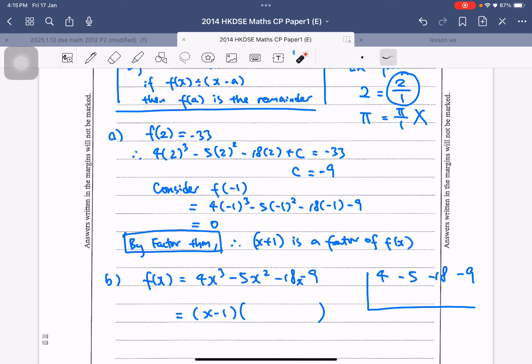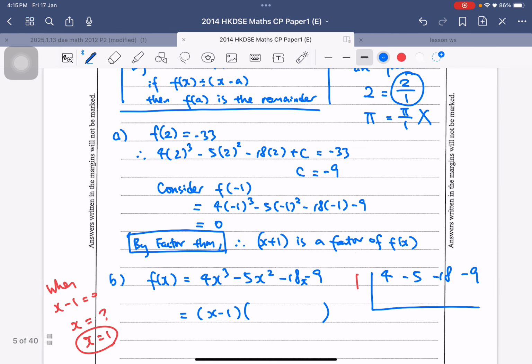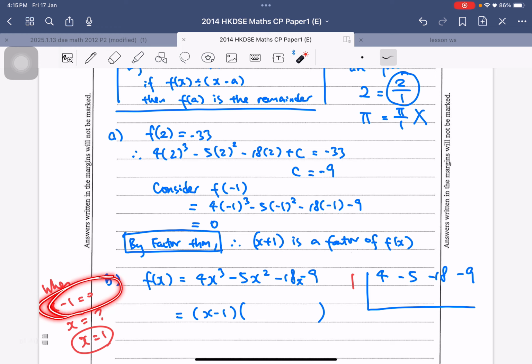Then what's the number you need to put here? You ask yourself, when x minus 1 equal to 0, then x is equal to 1. So you substitute this 1 into here. Okay? And what's the next step? It's not minus 1? No. Because you ask yourself when x minus 1 equal to 0, what is the x? Then this x you put in here. Or you just simply opposite the sign of the number here.